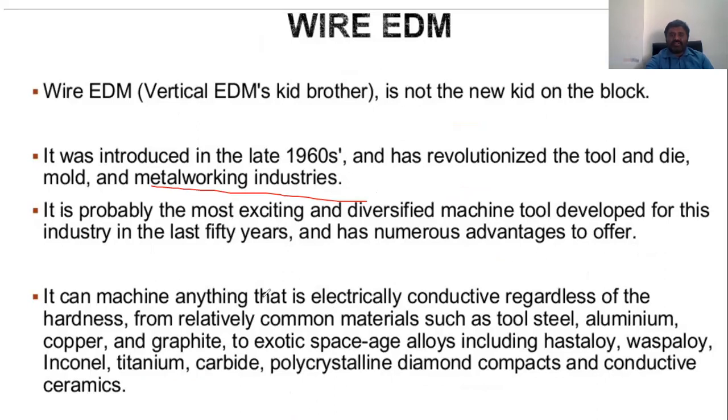And we can go with the last 50 years, with numerous advantages offered here, mainly in the development of industries. It can be carried out in industries especially. We know that machining depends on electrical conductivity, so we can go with steel, aluminum, copper, graphite, tungsten, titanium carbide, polycrystalline diamond, copper, and whatever may have thermal conductivity. We can go with this type of machining operation by using wire EDM also.